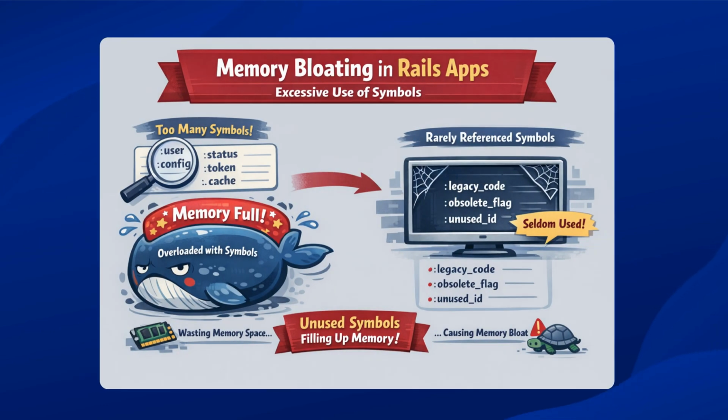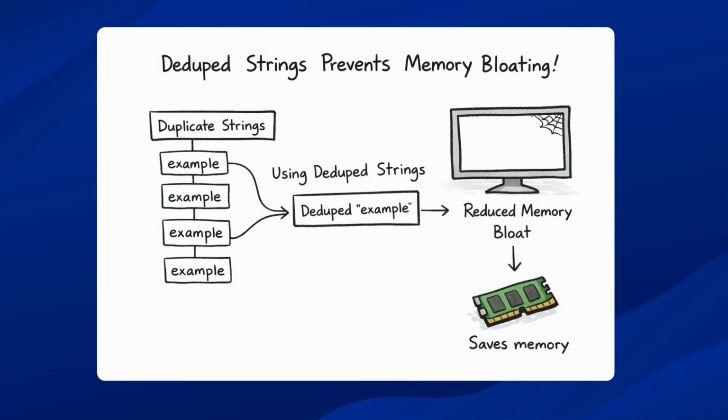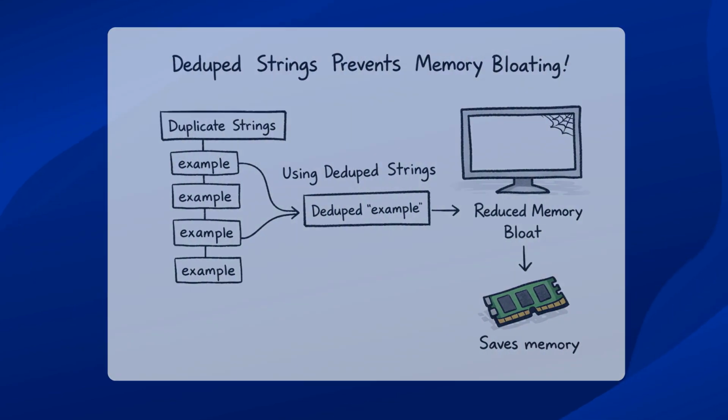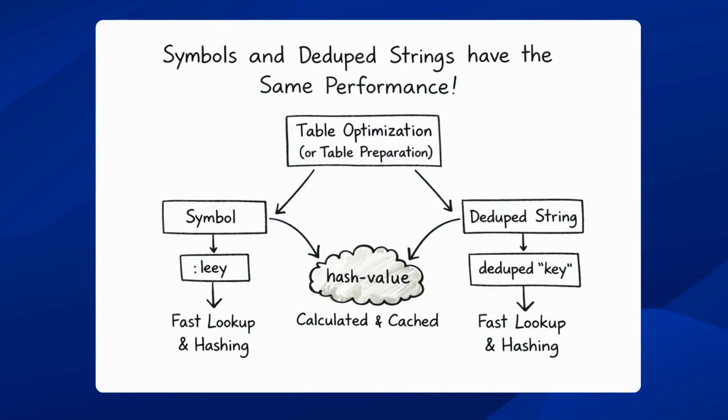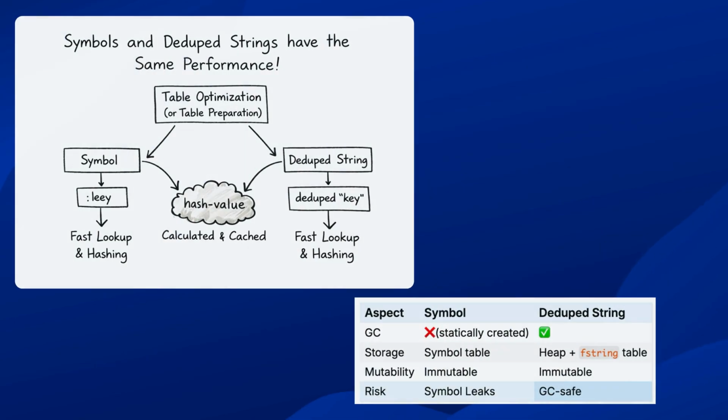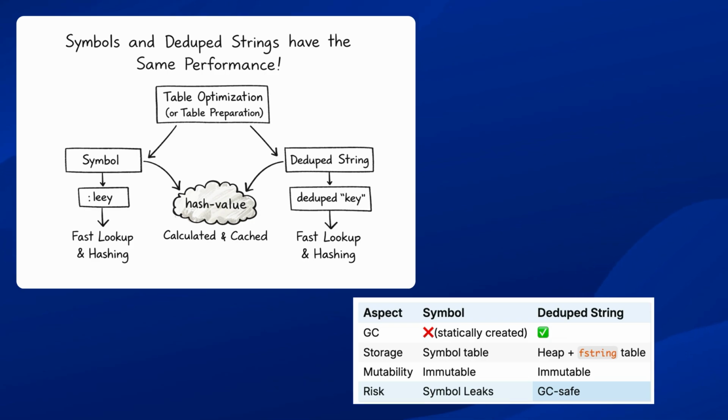Excessive use of symbols is one of the main causes of memory bloating in Rails apps because memory is full of symbols that are only seldom referenced or used. Using deduped strings, we can prevent memory bloating to some extent. Performance-wise, symbols and deduped strings are the same in terms of lookup and hashing because hash values are already calculated and cached in the object during optimization or table preparation.